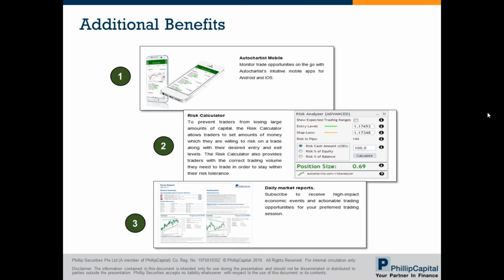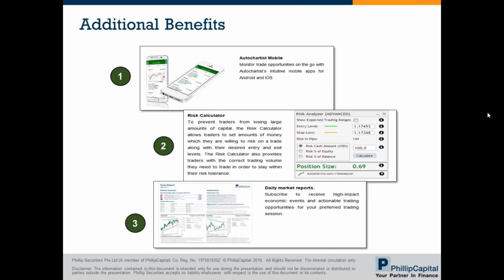The final benefit of Autochartist would be the daily market reports. You can subscribe for this up to 3 times a day, it sends you a report before the Asian session, before the Europe session, before the US session. So no matter which session you are trading in, it aims to give you an update of the market, right?